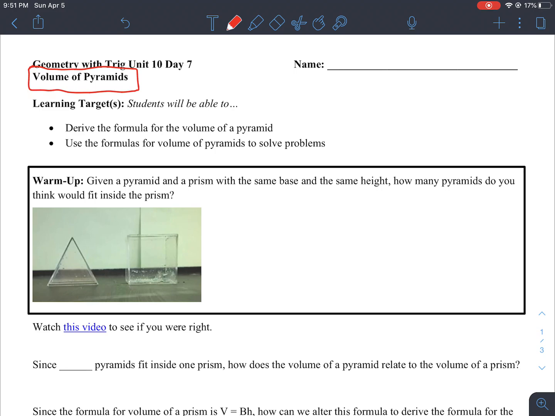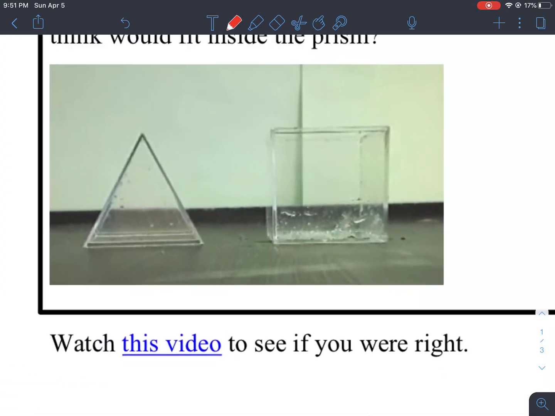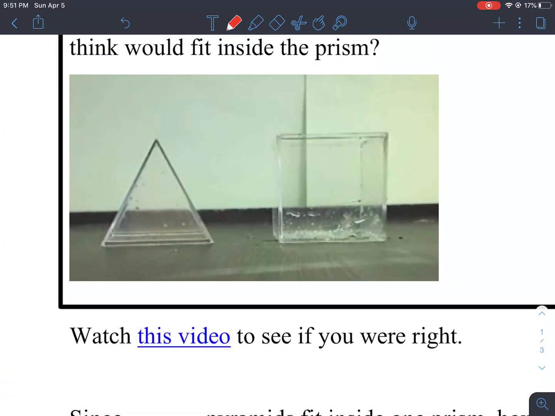So the first thing I want you to do is take a look at this picture in the warm-up. It says, given a pyramid and a prism with the same base and the same height, how many pyramids do you think would fit inside of the prism? So, for example, if we were to fill that pyramid with water or sand and then pour it into the prism, how many times could we do that until the prism is full?